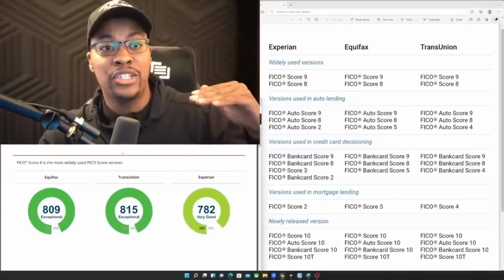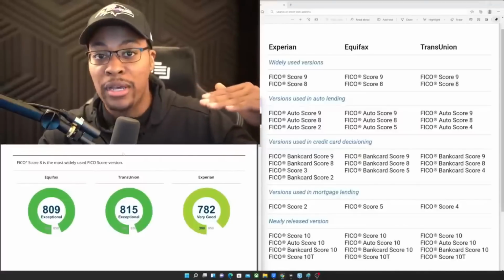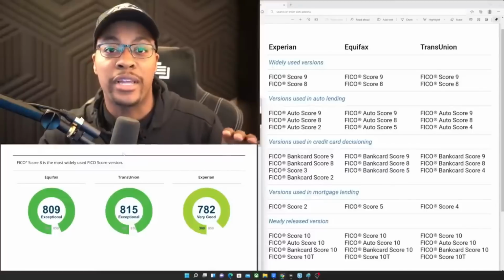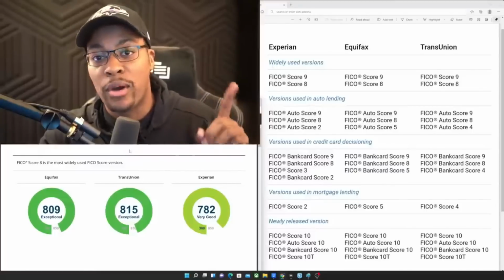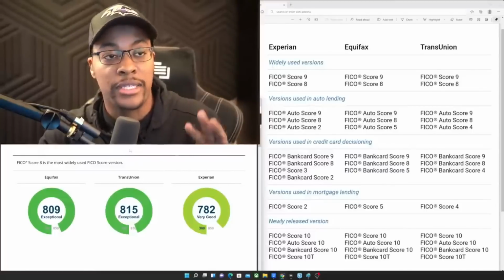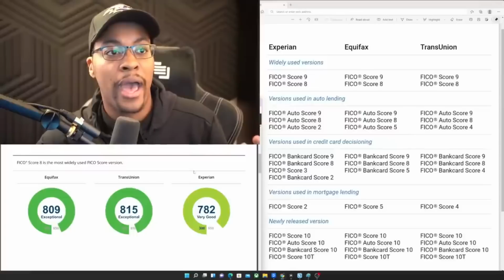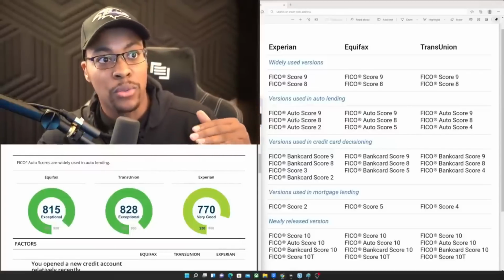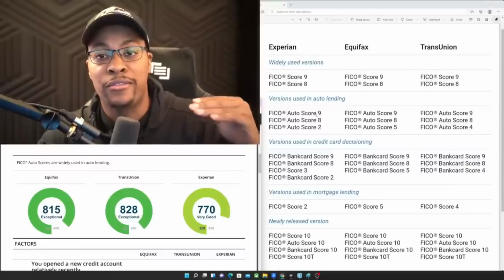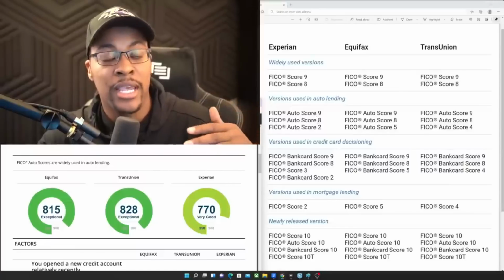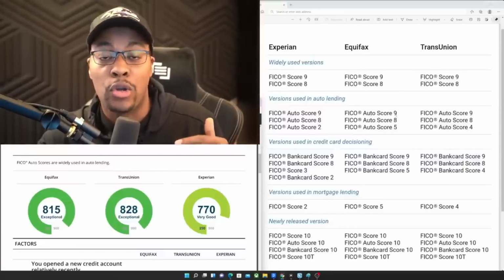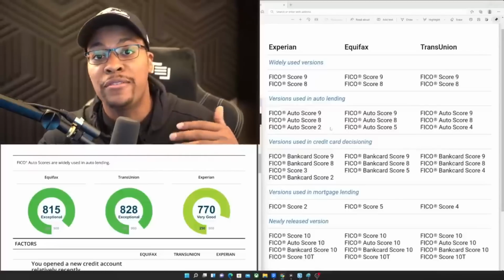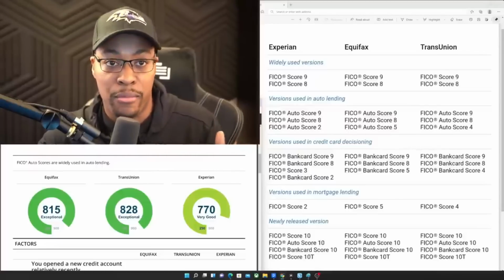Now, think of these just as the same formula, but different data being fed into them. So that's why you have one for each bureau. So you don't just have one FICO 8, you have 3 different FICO 8s. And then you also have some of these auto lending scores as well. So think of these as different recipes, different formulas. So you have 3 different auto score 9s, 3 different auto score 8s. And these are all going to be fed in from different information, right?